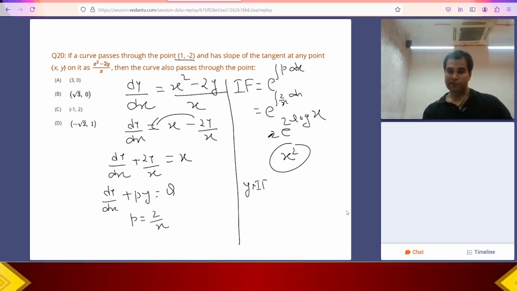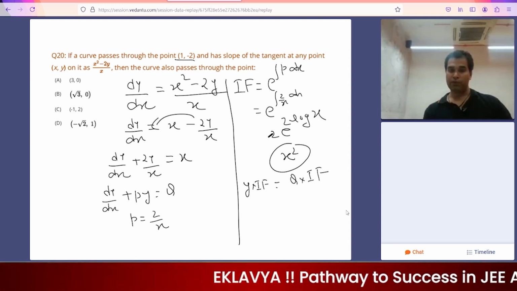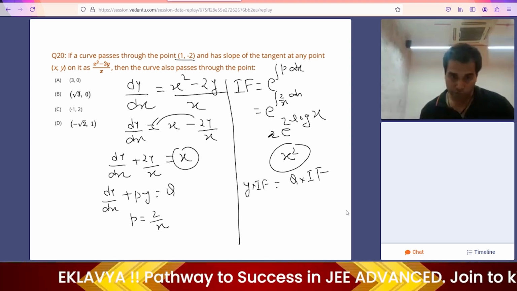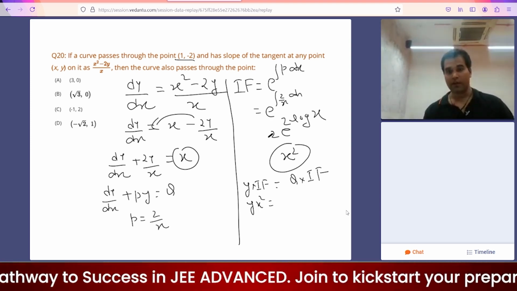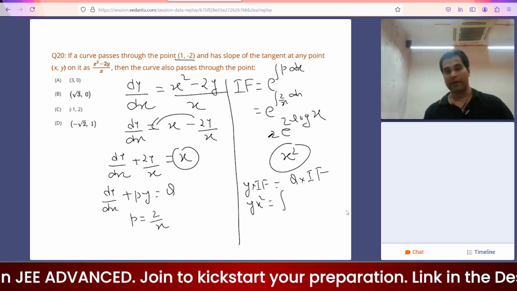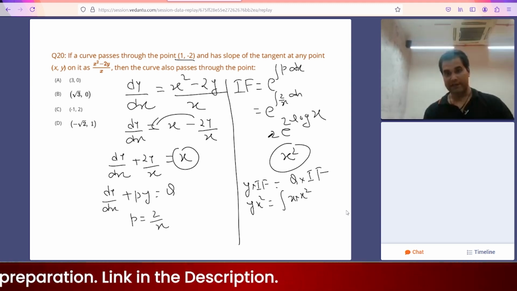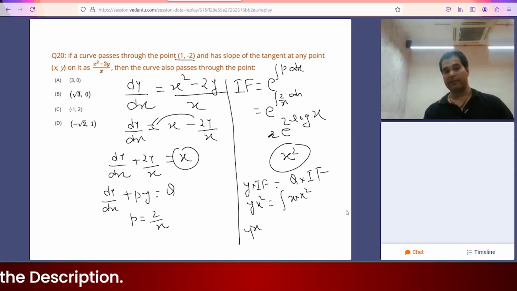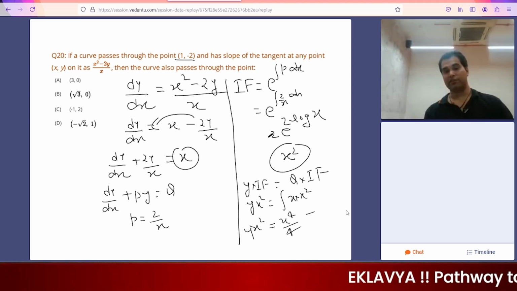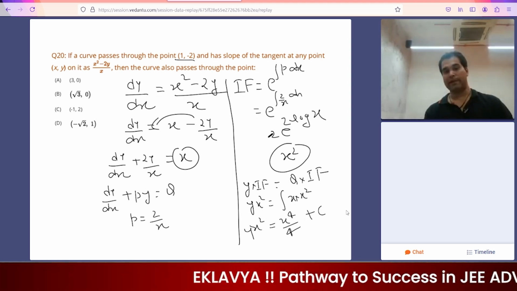The solution of this differential equation is y into IF equal to integral of q into IF, and here q is x. Y into x square equal to integral of q, here q is x and IF is x square, means y into x square equal to integration of x cube, x to the power 4 by 4 plus c.